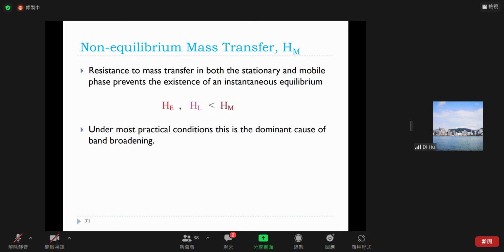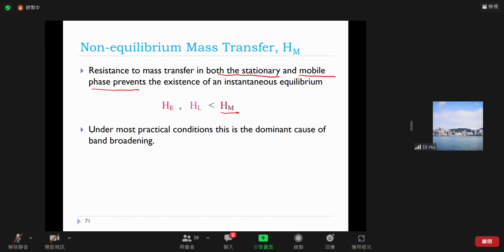So that prevents the existence of instantaneous equilibrium, and that makes the plate height increase. So that contributes to this non-equilibrium mass transfer. It actually happens in both the stationary phase and the mobile phase.